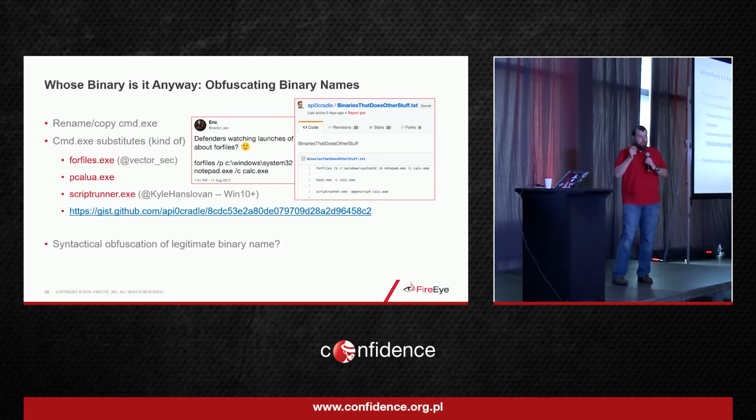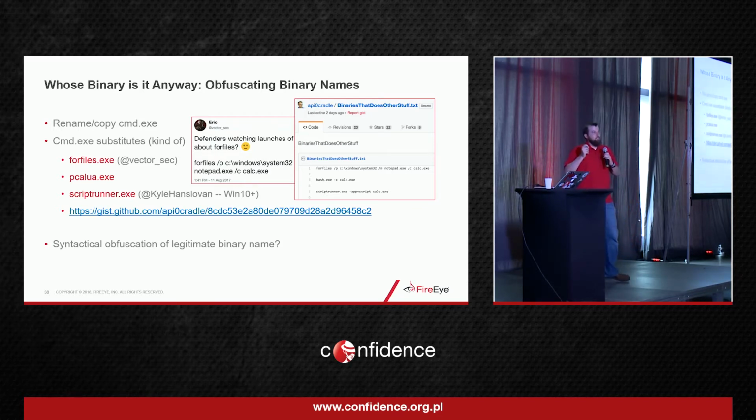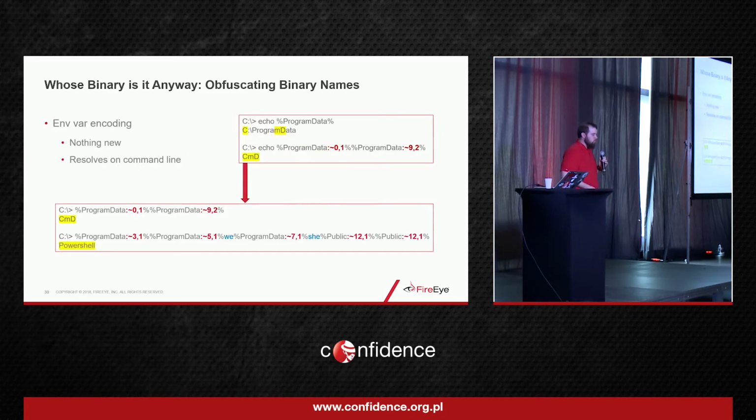I'm talking about purely syntactical obfuscation of the legitimate binary name. And the examples we'll look at are the strings cmd and PowerShell. One way we can do that is with environment variable encoding. If you have known environment variables, you can use this syntax to get substrings out of them. So if we echo ProgramData, we get this, and assuming that C is the path that you have, then if we echo these two substrings of ProgramData, we get cmd. The bottom example is doing the same with PowerShell.